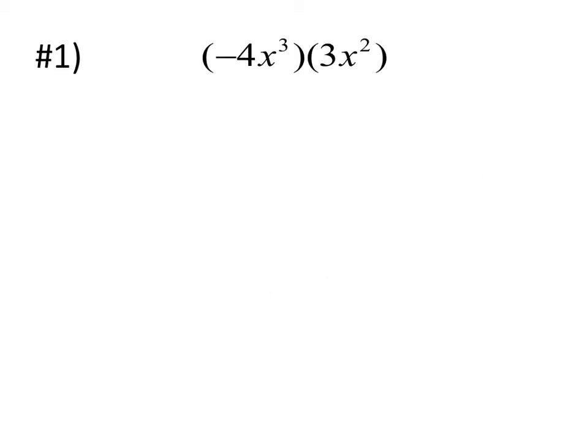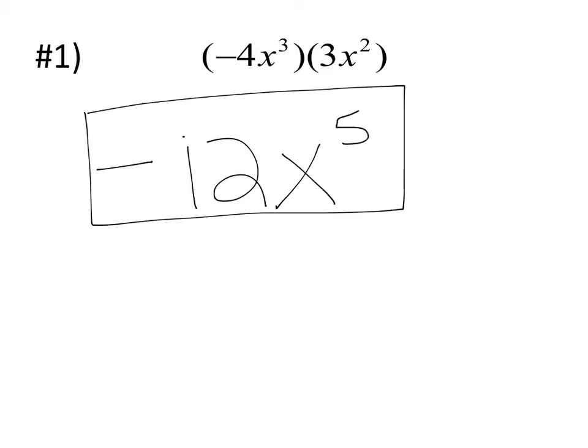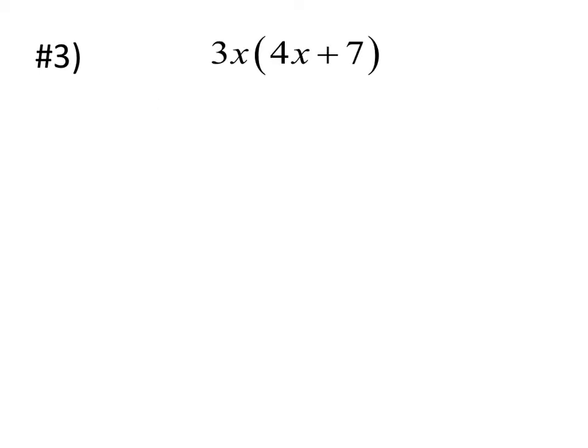Okay, so we've got negative 4x cubed times 3x squared. So you're going to first multiply your coefficients. So we've got negative 4 times 3, which is negative 12. And then x cubed times x squared is x to the 5th, because when you're multiplying like bases, you add their exponents.